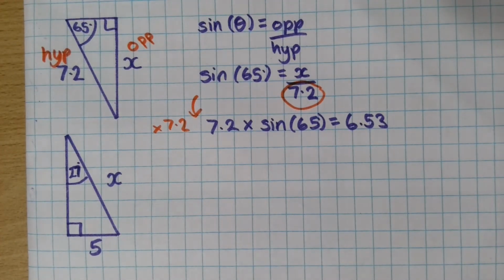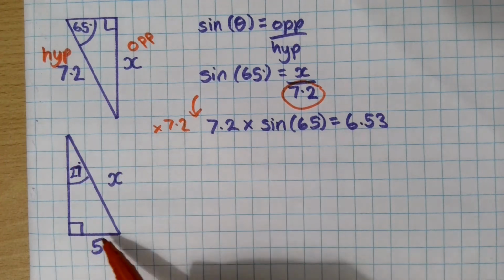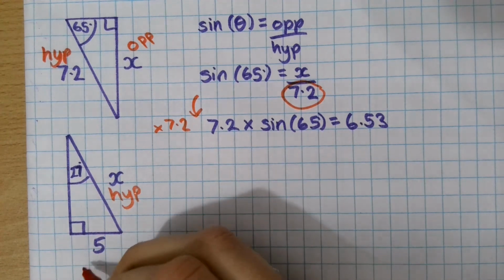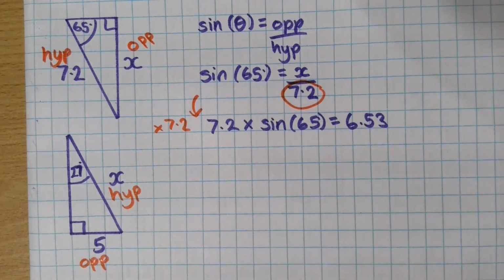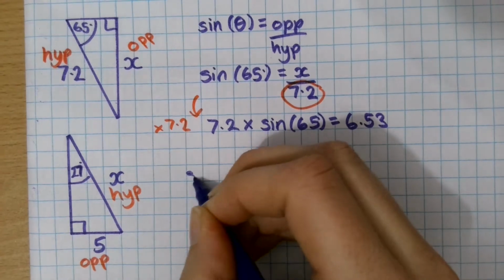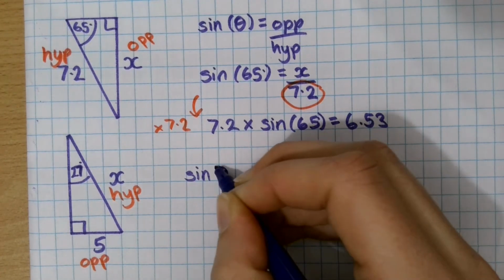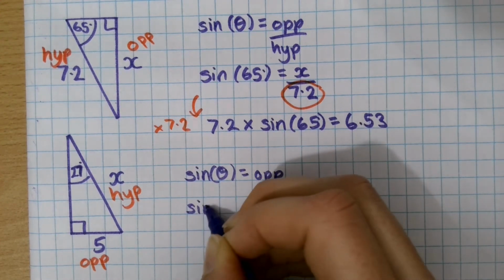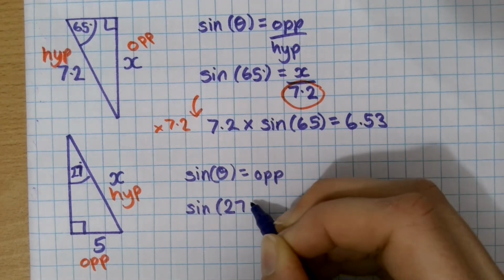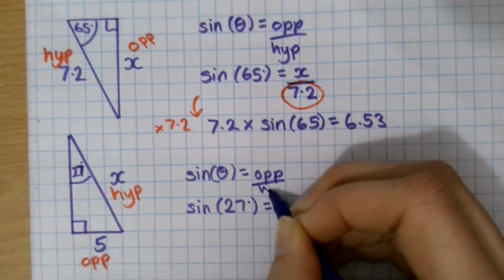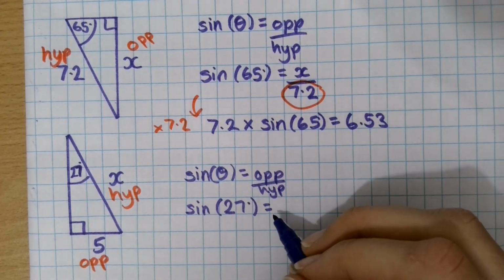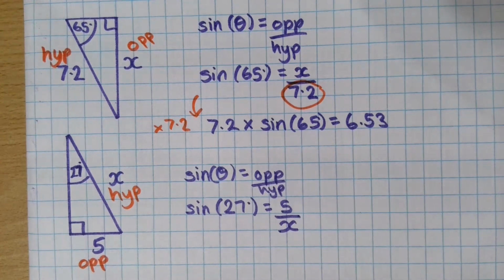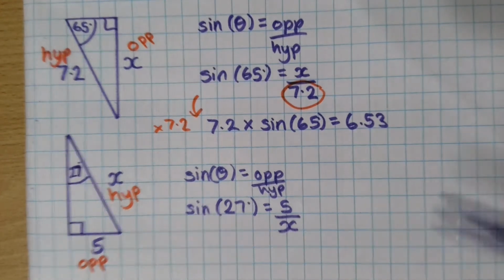So, same as before, we label the sides. That's always going to be our first step. So, this side is the hypotenuse because it's the longest side. 5 is the opposite because it's opposite the angle 27. So, we write the formula. And then we put the numbers in. Oh my goodness, didn't write this whole formula, going crazy. The opposite is 5, the hypotenuse is x.